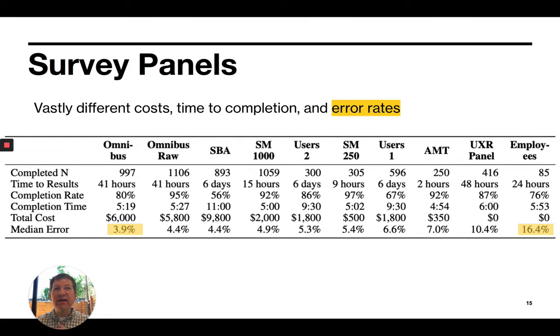So when we look at all the questions, for each question, the difference between the response and the ground truth, and then the average of those across all 80 questions or 80 responses where we had ground truth, you can see the Omnibus panel here had a 3.9% median error rate, and the employees panel had a 16.4% median error rate. So we can see already we should not trust these convenience samples and just surveying people who might be more like ourselves than the broader population.